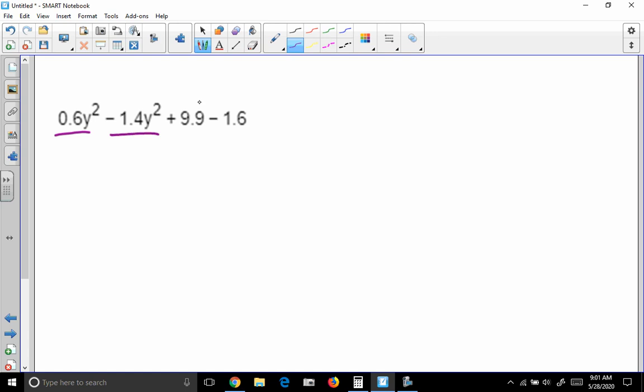Those are like terms because they multiply to the same power. So if you watch the lecture videos from this section, then the way we combine these is we combine their coefficients. We have 0.6 of these things and 1.4 of those things, whatever they are, whether they're y's or y squareds.